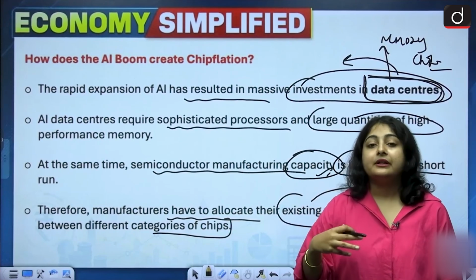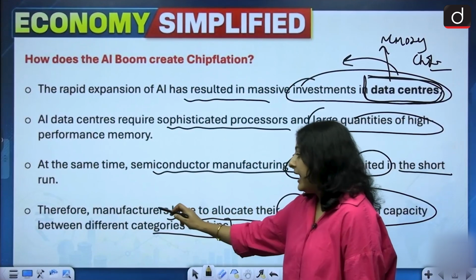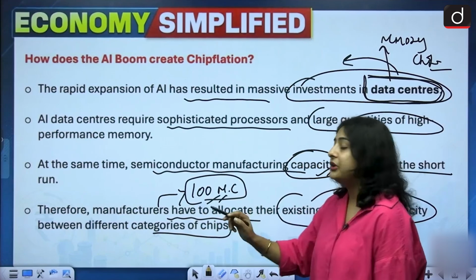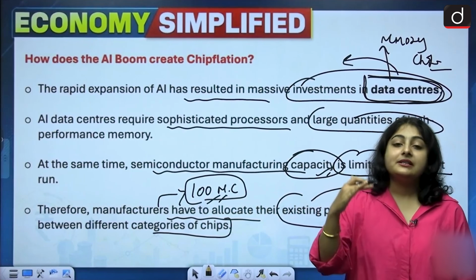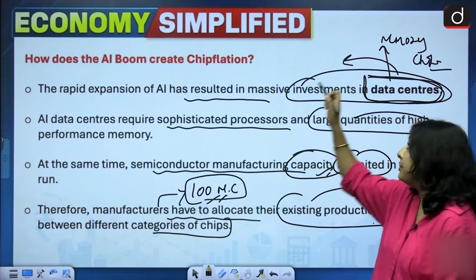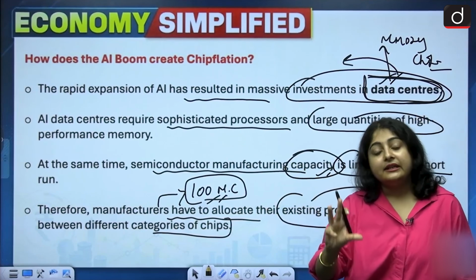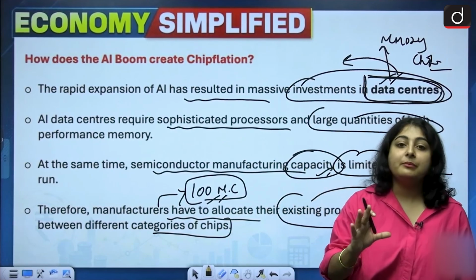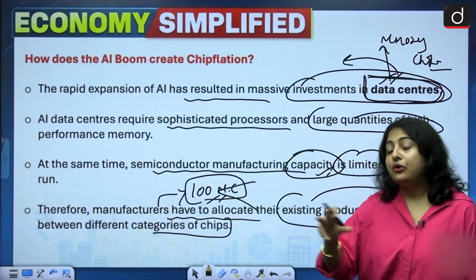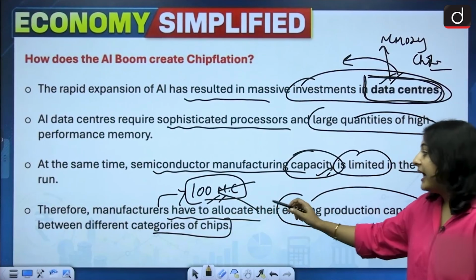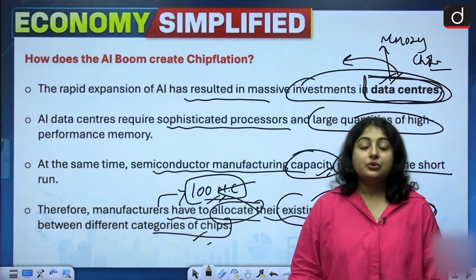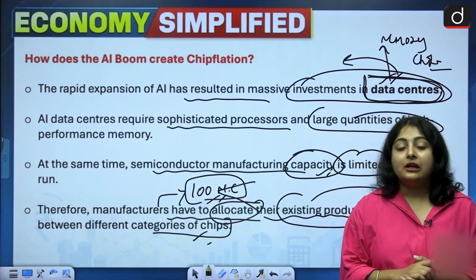Let's say that I have a semiconductor manufacture facility. Okay, I have the capacity to produce 100 memory chips. But the demand has increased. Now I have two categories of buyer. The first category of buyer is what? The data center companies. They also want memory chips. And the second category of buyer is whom? The companies who are making consumer electronic products. I have two separate category of buyers, and the demand of semiconductor chips have increased. So therefore, I have to allocate my existing production capacity between different category of chips. So in a way, the supply is not able to match along with the demand.